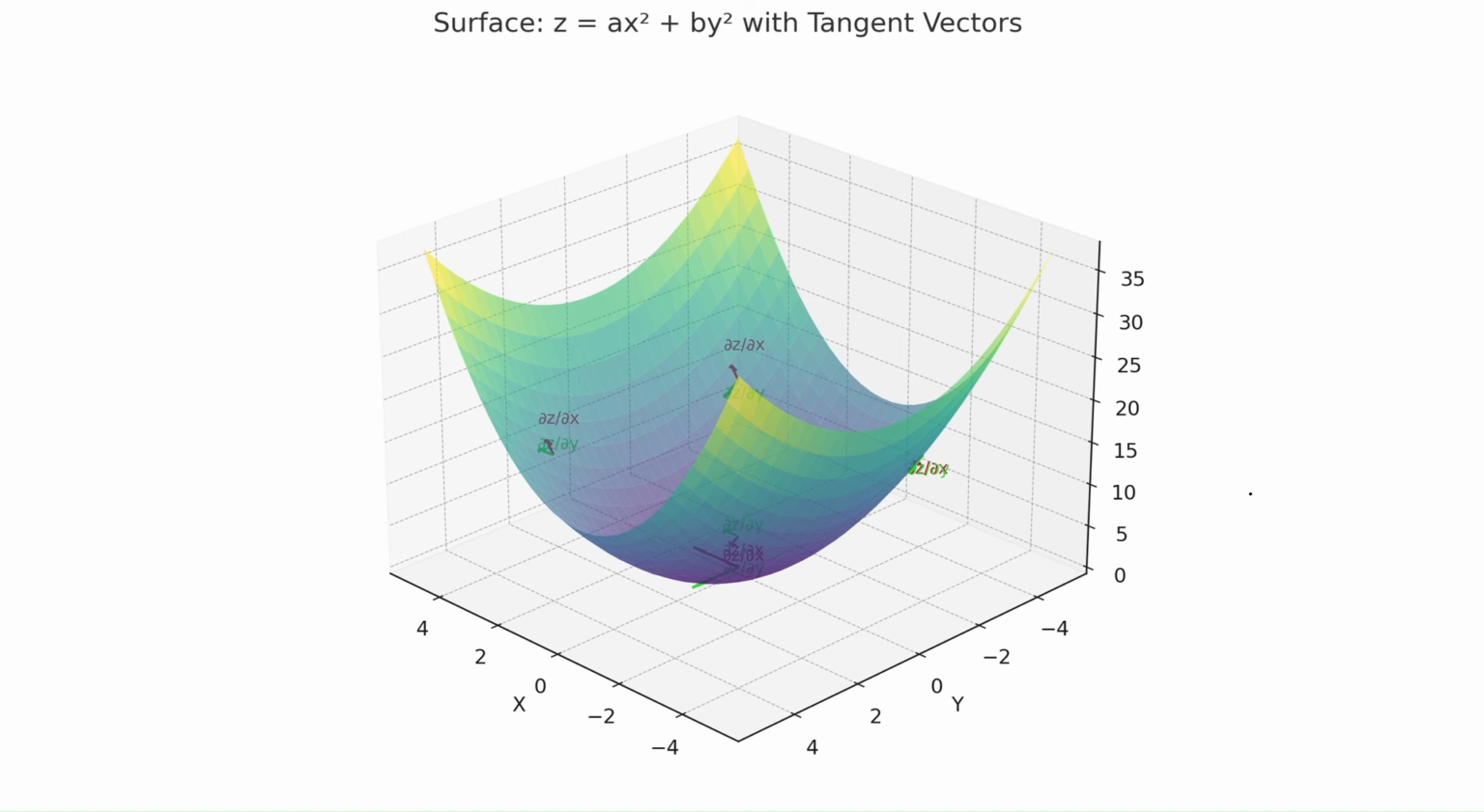Here's the 3D plot of the surface z equals ax square plus by square, with crimson arrows representing del z del x and lime green arrows representing del z del y. The vectors vary with position, visually confirming how the slopes in x and y directions change across the surface.